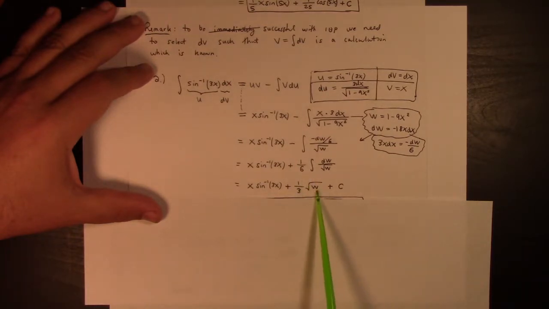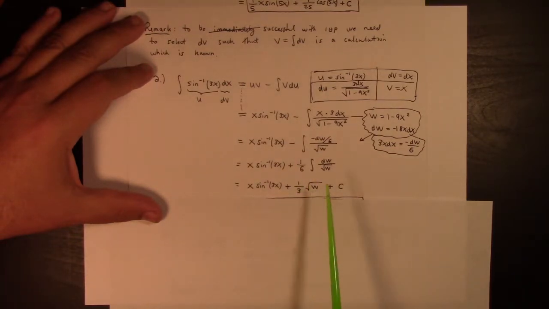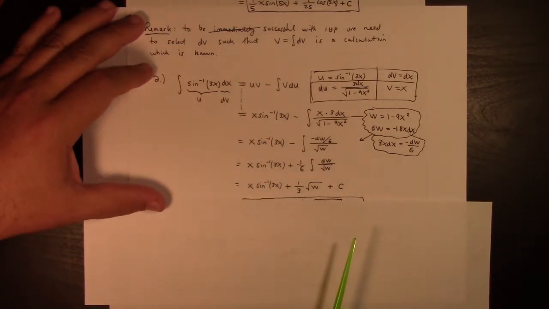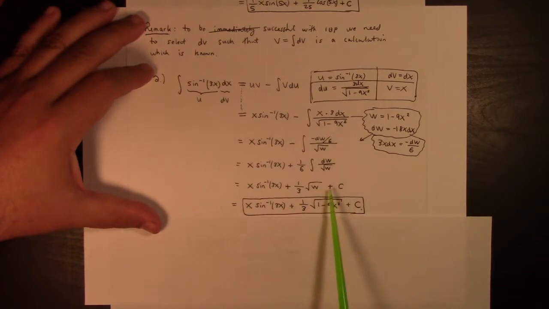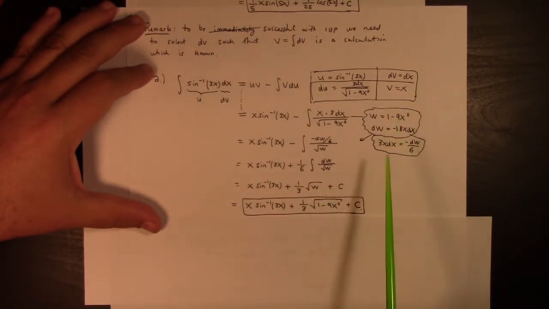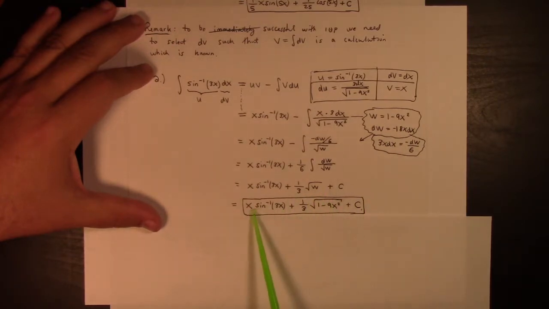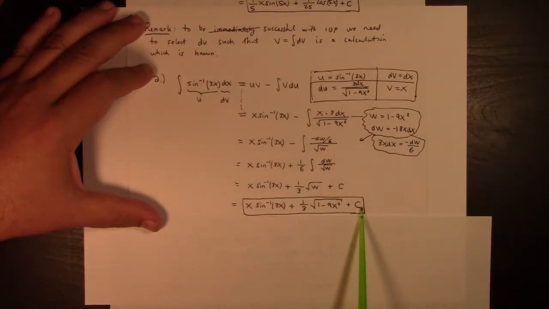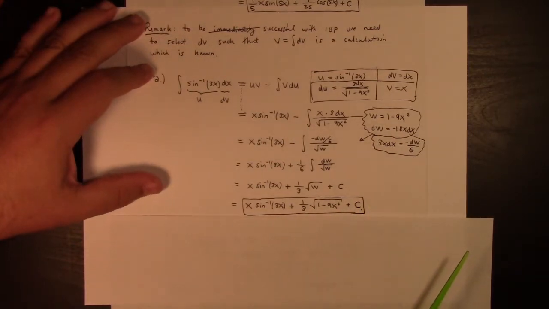We can always differentiate the antiderivative to make sure we're in the right direction, right? Okay, going forward, of course, we don't leave our answer as w. We have to go back to the original x, undo the substitution, if you will. And so we're left with x inverse sine of 3x plus 1/3 square root of 1 minus 9x squared plus a constant. And there you have it.